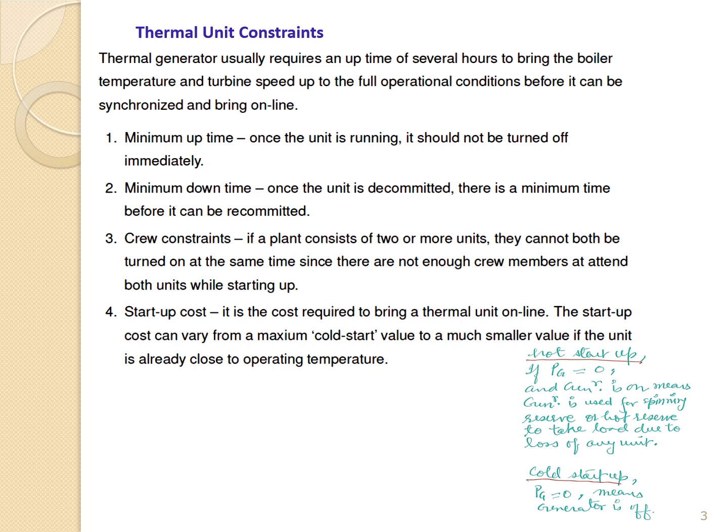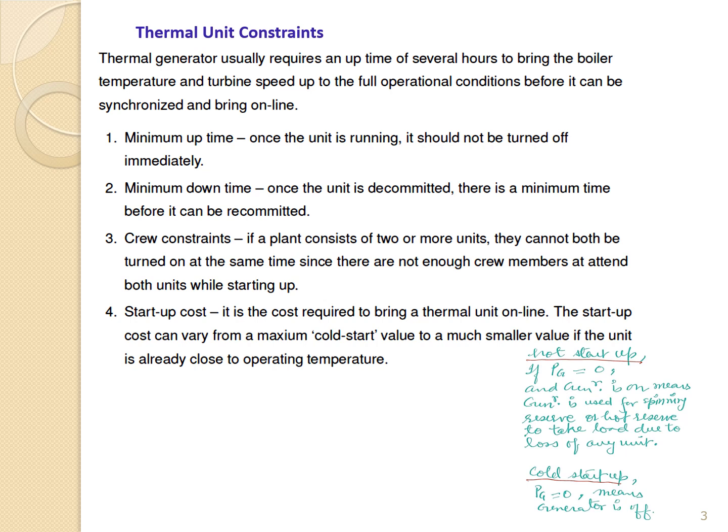Then there is a minimum downtime also associated with the thermal units. That is, once the unit is decommitted, that is in the off state, there is a minimum time before it can be recommitted or brought to the on state. It cannot be turned on immediately. It will remain decommitted for a specified minimum downtime. The other constraints associated with thermal units are the crew constraints. That is, if a plant consists of two or more units, they cannot be turned on at the same time because there are not enough crew members or personnel to attend both units while starting up.